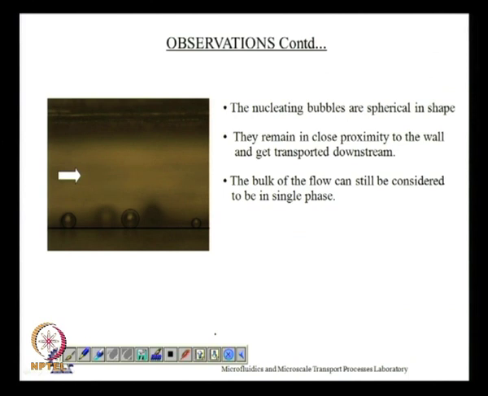You increase the heat flux to a slightly higher value, but before that, just to mention, the shape of the bubble will be spherical as expected, and they remain in close proximity to the wall. The moment they get dislodged from the surface, they disappear. Initially it was thought that it is because they condense back, but using a fast camera one can see that the bubbles are simply swept downstream with the flow. Well, that has its advantages and disadvantages.